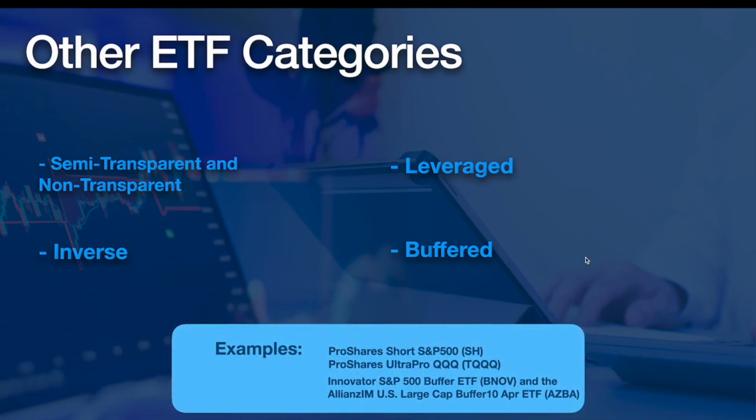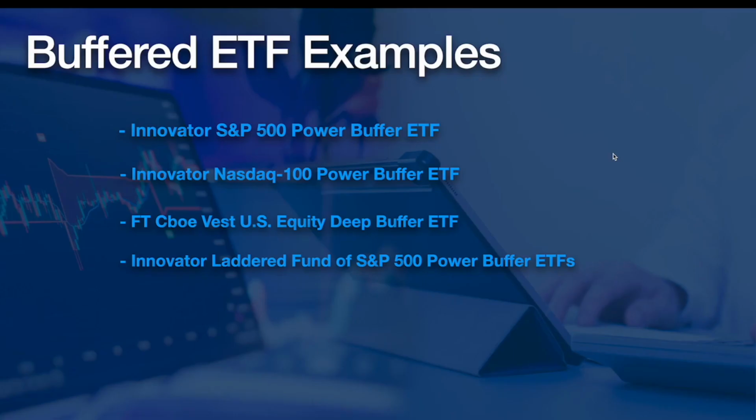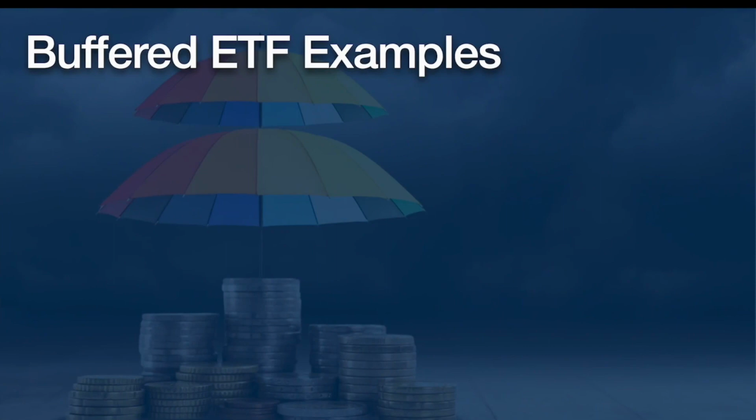Let's spend a little bit more time looking at examples of buffered ETFs. I already mentioned these ones: SH, TQQQ, BNOV, ASBA, and there's a few others. Remember, these categories offer investors a wide range of options to align with their investment objectives and their risk tolerance. But the ones that are somewhat interesting to me specifically are buffered ETFs because they provide a level of protection. So let's take a look at maybe some of them.